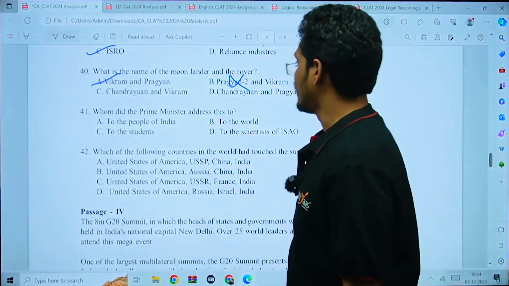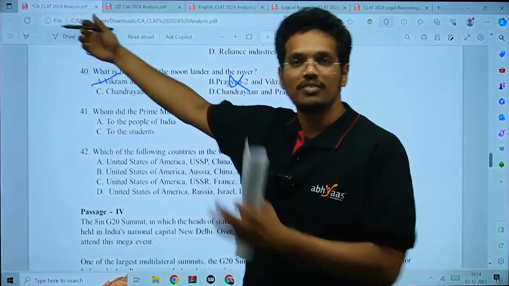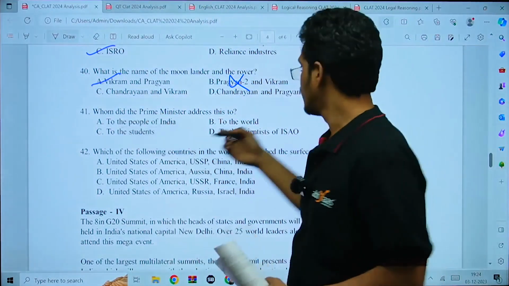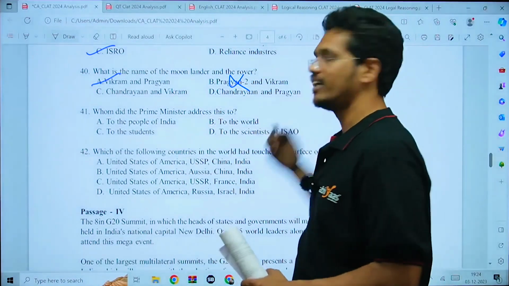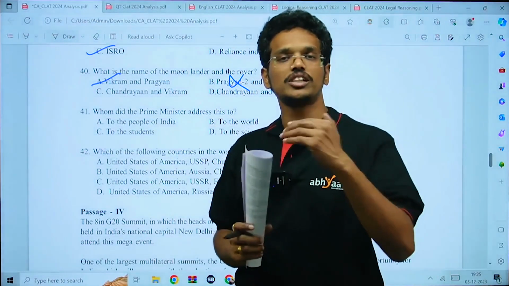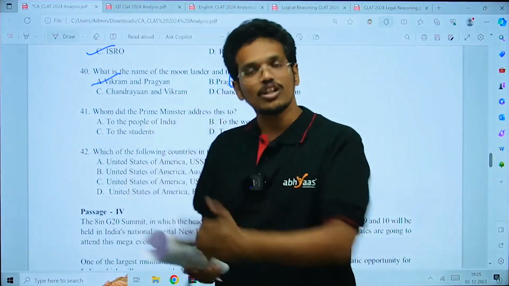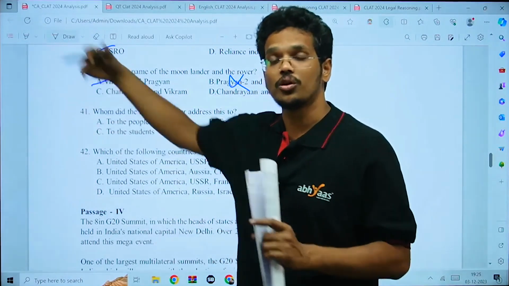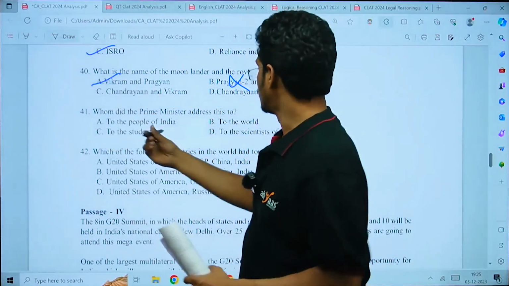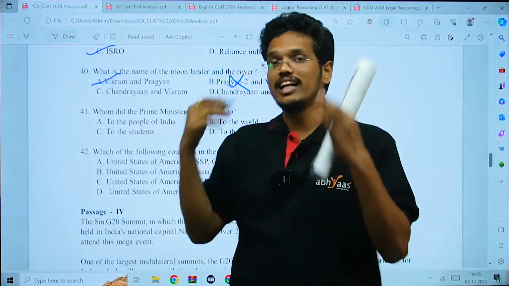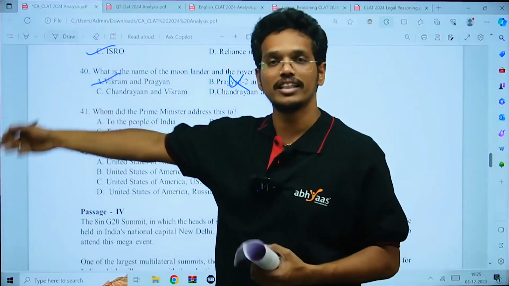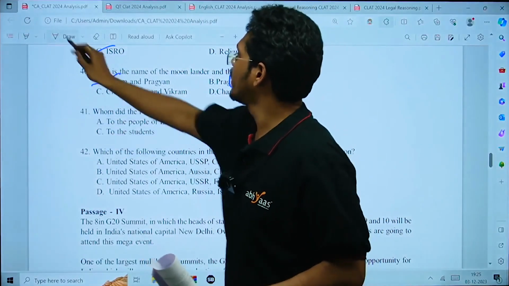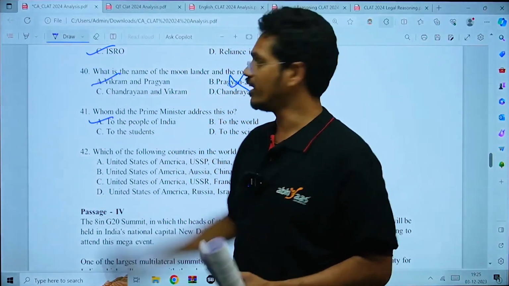Whom did the Prime Minister address this to? Whatever the passage we have seen, to whom is the Prime Minister addressing, whether it is the people of India, or the world, or the students, or the scientists of ISRO. If it is to address the scientists of ISRO, it need not be a public meeting, but it is to show the world that we have achieved. It is telling the people of India that we have achieved this event. So for 41, option A, to the people of India.